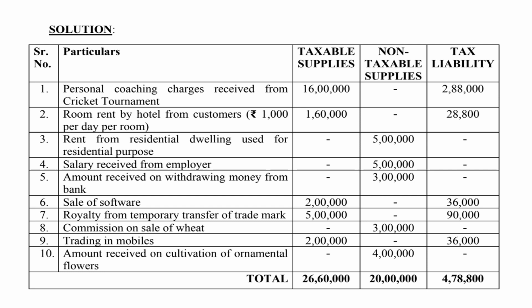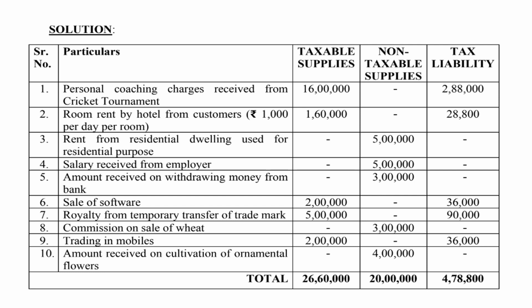Next condition is room rent by hotel from customer, rupees 1,000 per day per room. It is also a taxable supply, because if the room rent is less than 1,000, then it is not taxable. If it is 1,000, then you have to pay the tax. So it is 1,60,000, and tax liability is 28,800.